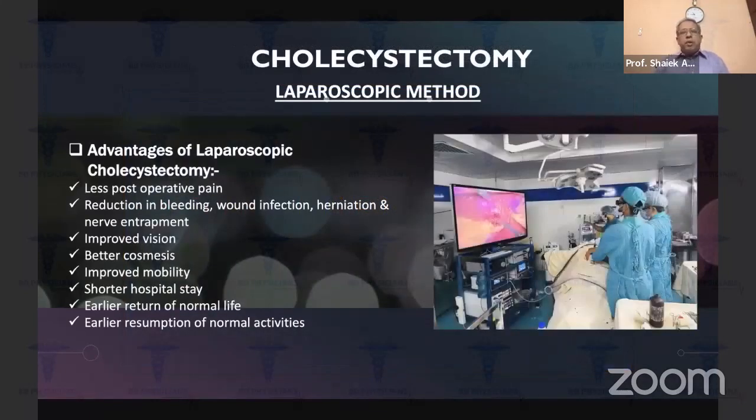So this is about cholecystectomy, laparoscopic method. The advantages of the laparoscopic method are less postoperative pain, reduction in bleeding, wound infections, herniations, and nerve entrapment, improved vision, better cosmesis, improved mobility, shorter hospital stay, earlier return to normal life, earlier resumption of normal activities. With a good setup you can visualize more clearly while doing surgery. There is a 3D image facility which is available in my private chamber.